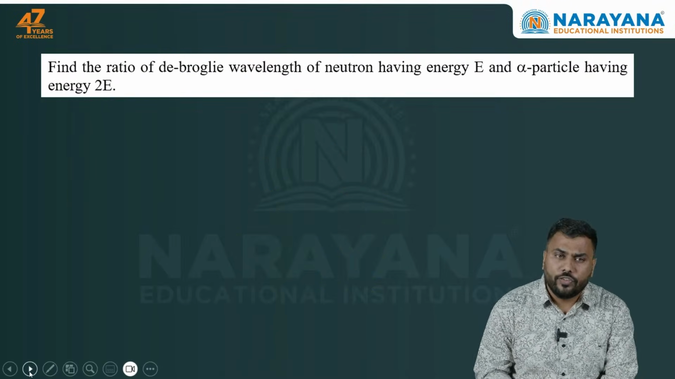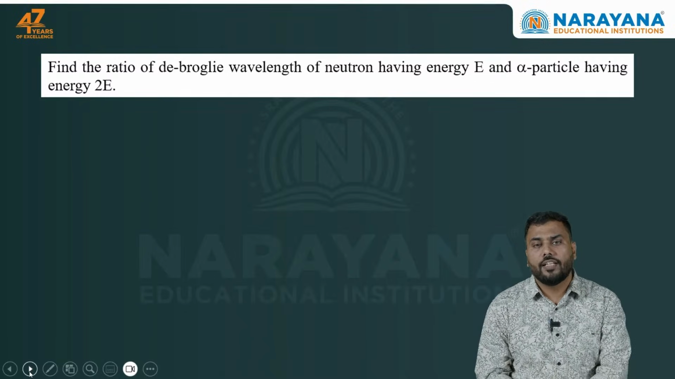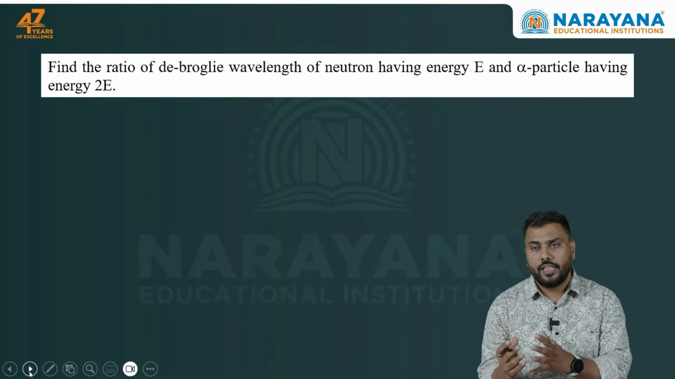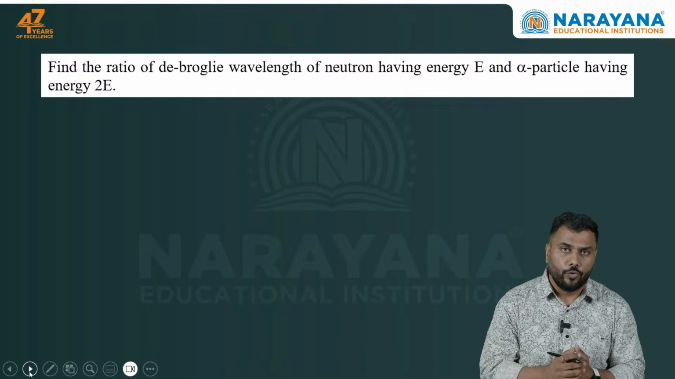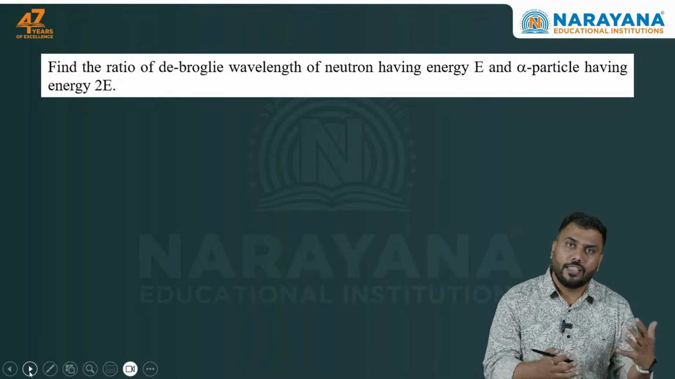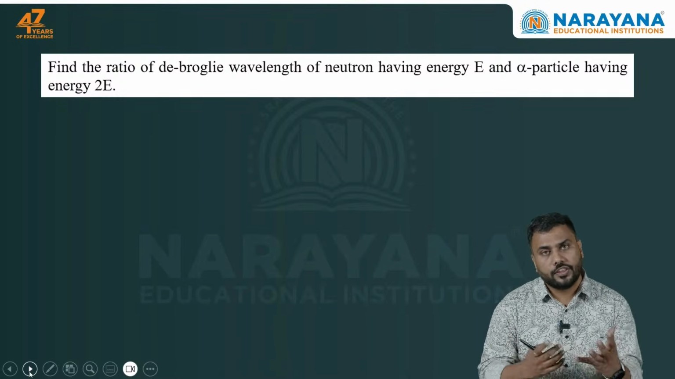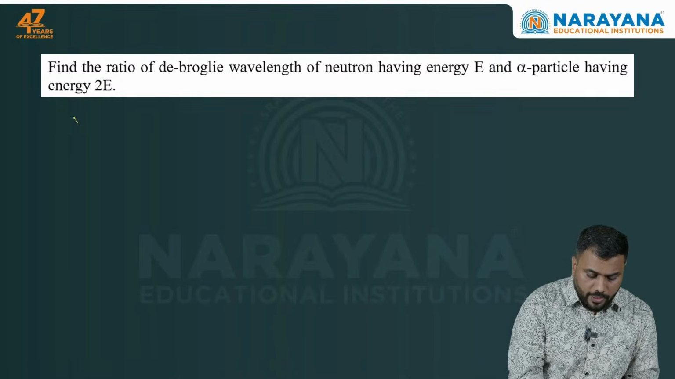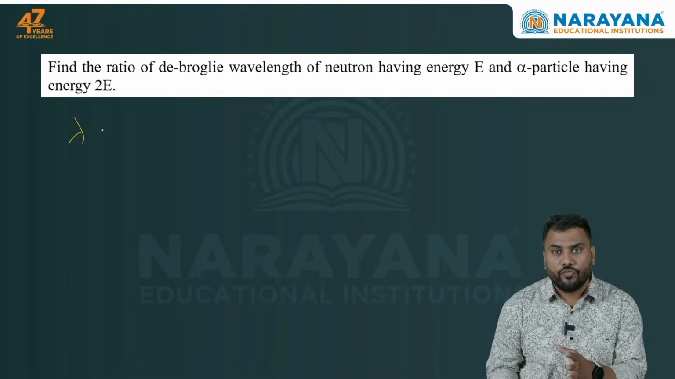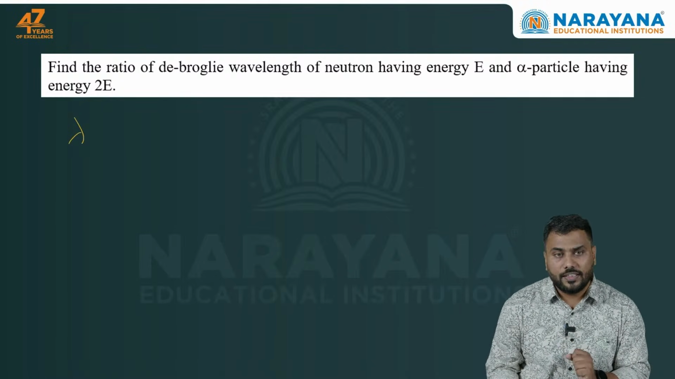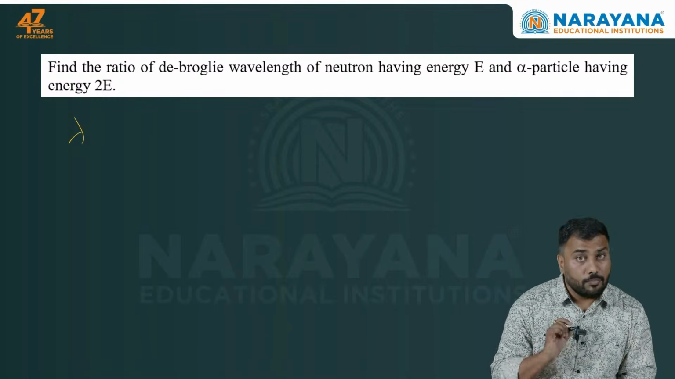In this question, we need to find the ratio of de Broglie wavelength of a neutron, which has energy E, and an alpha particle, which has energy 2E. As we are observing in other shifts also, they are asking a lot of ratio kind of questions. So this is a similar question. To find the ratio of de Broglie wavelength, we need to see the difference in these particles. Their energies and their masses will be different.